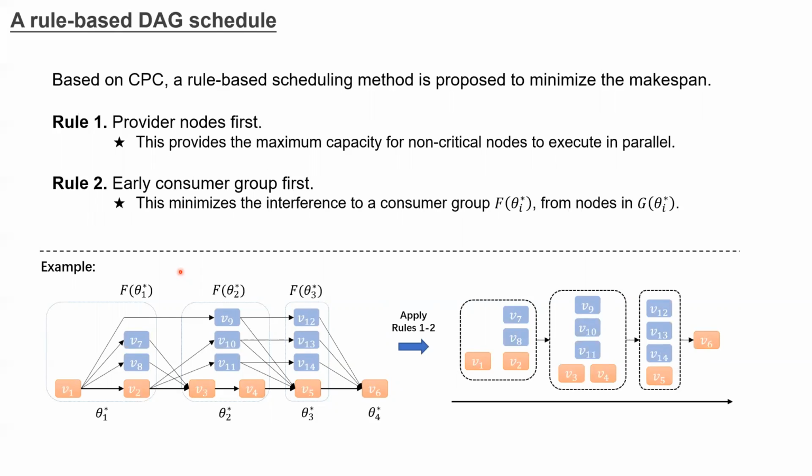And the second rule is to always let early consumer groups execute first. This will minimize the interference of a consumer group F from the nodes in G, which are not in the consumer group, but can execute concurrently with them. So for the same example here, with rules 1 and 2 applied, we will have the execution order that nodes 1 and 2 execute first along with 7 and 8, followed by nodes 3 and 4 along with 9, 10, 11, and lastly node 5 along with 12, 13, and 14.